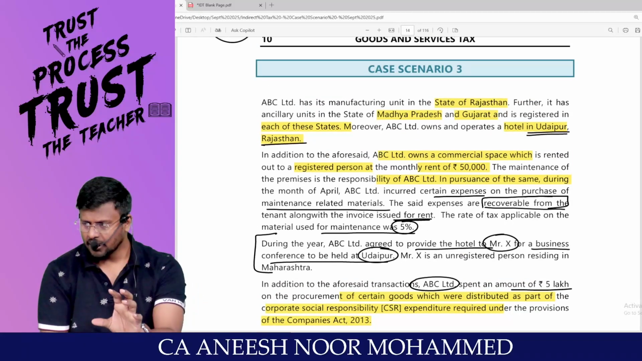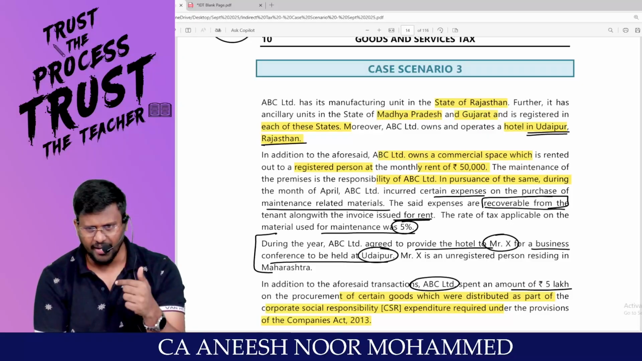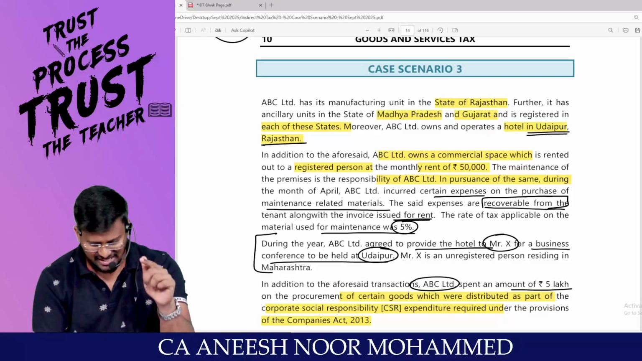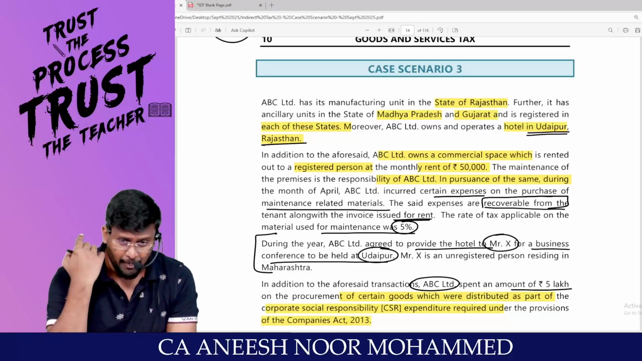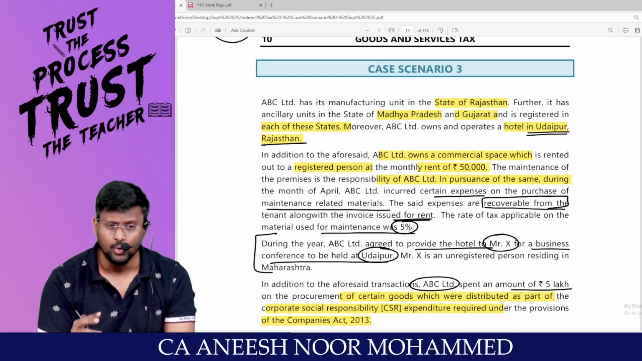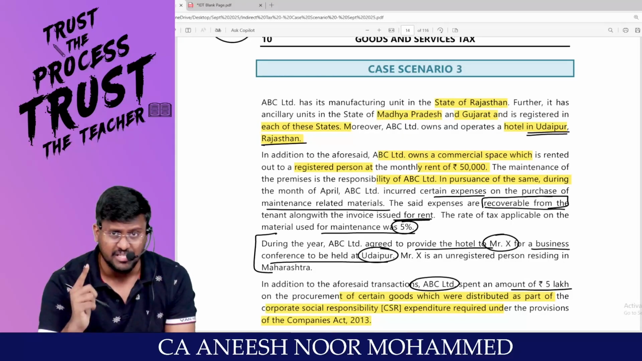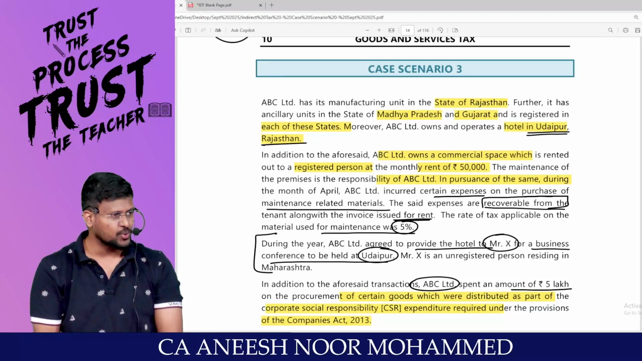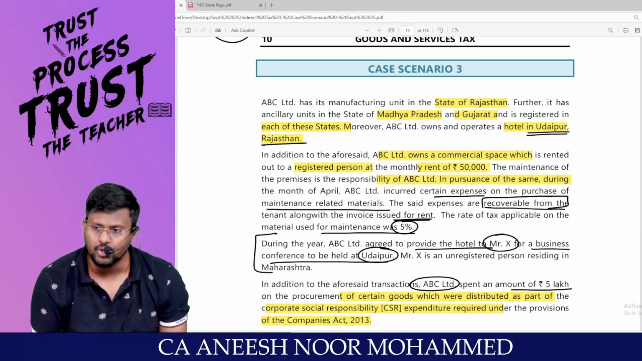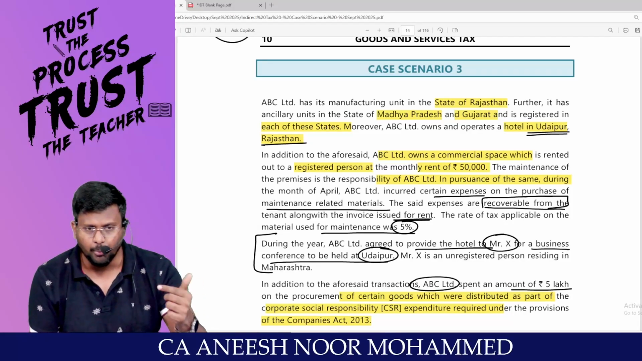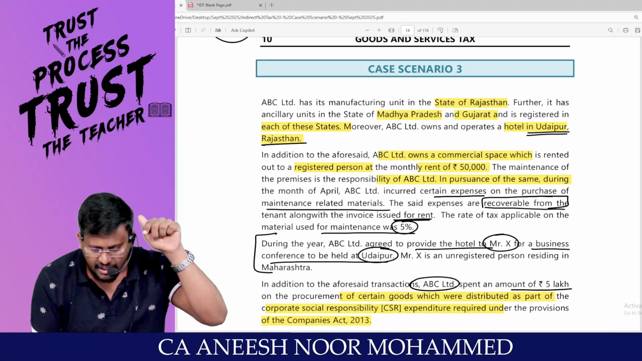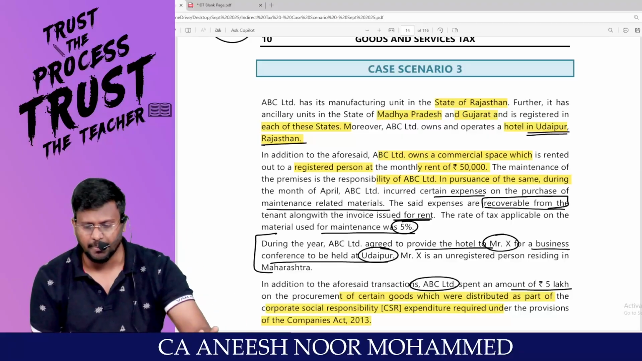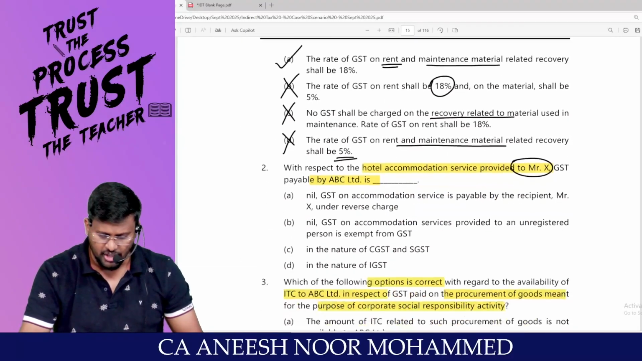That means location of the service provider is in Udaipur. And since the recipient is an unregistered person, I don't want to see the status of the recipient with regard to immovable property services. Always the place of supply is the place where the immovable property is situated or intended to be situated. Since both are in Udaipur, Rajasthan, place of supply is in Udaipur. So it's an intra-state supply. If the supply is an intra-state supply, CGST and SGST has to be collected.